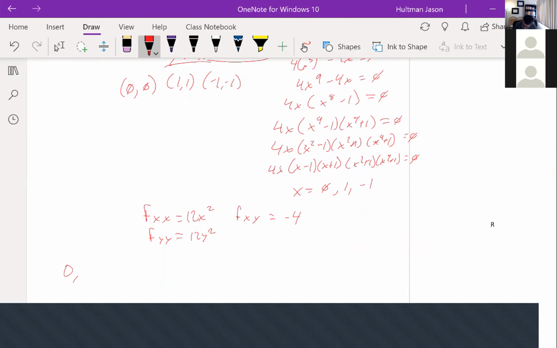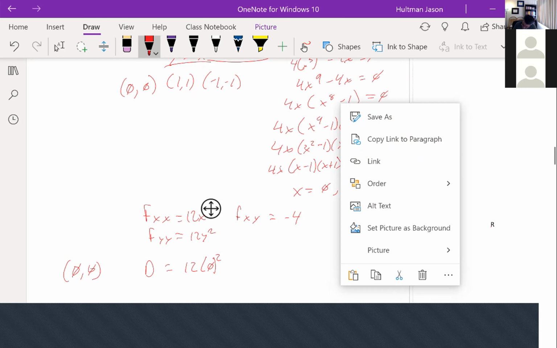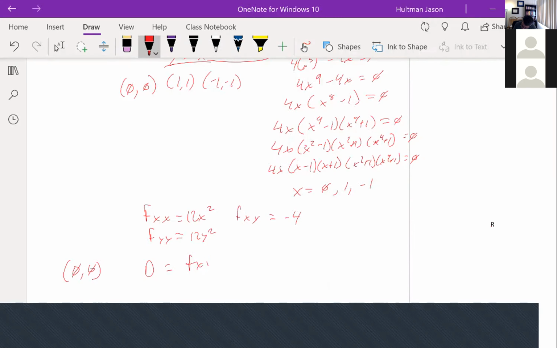We want to test 0, 0. So for the point 0, 0, we need to find the D score. We call this a D score, or D value, or whatever you want. So what's the D value here? Well, this is going to be 12 times 0 squared, that's for my x. This is f of xx. Well, you guys haven't memorized it yet. So f of xx times f of yy, minus f of xy squared. Boom.